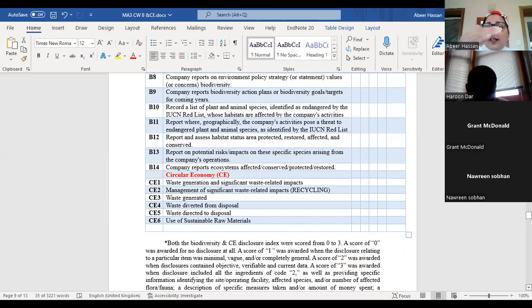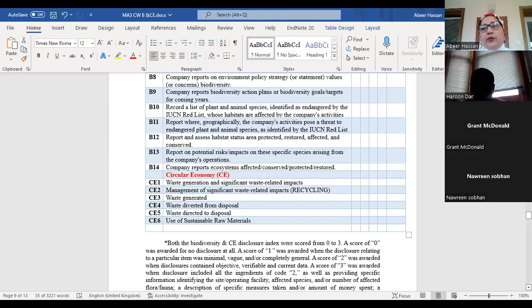Last year and the year before, I asked the students to fill in a disclosure index of 53 items. But here, I'm asking you only 20 items because I really need this coursework to be more concise, more analyzed, more focused.